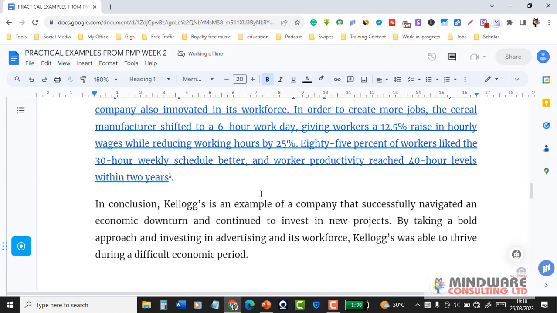By taking a bold approach and investing in advertising and its workforce, Kellogg's was able to thrive during a difficult economic period.